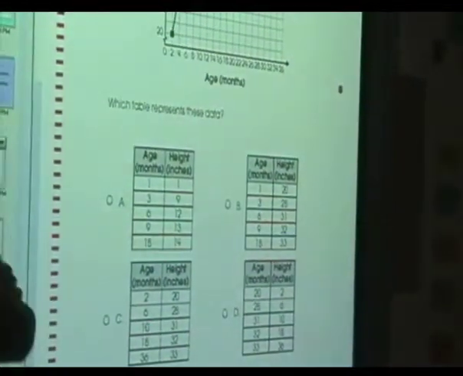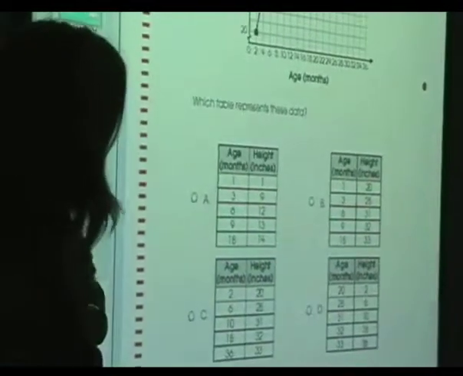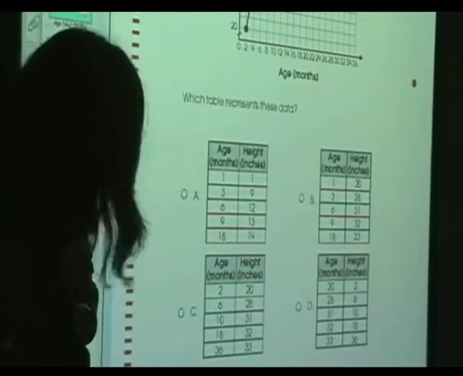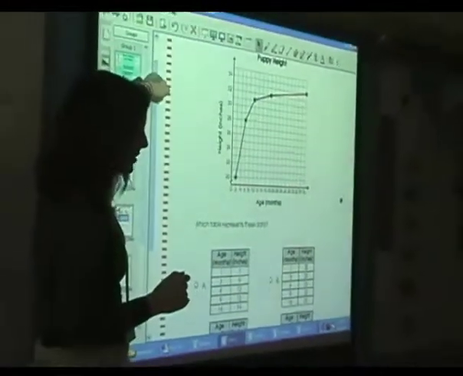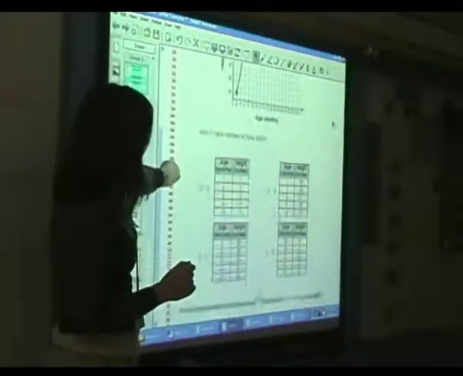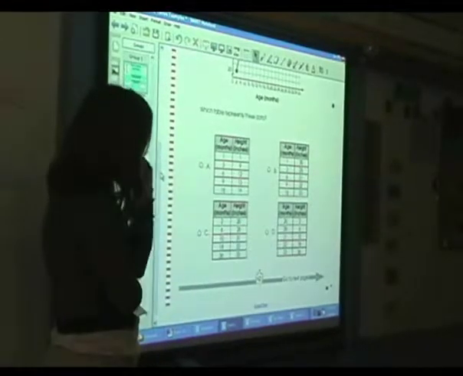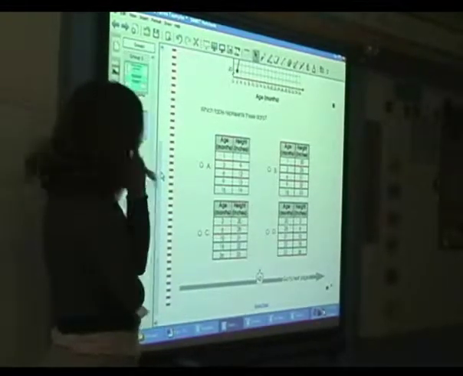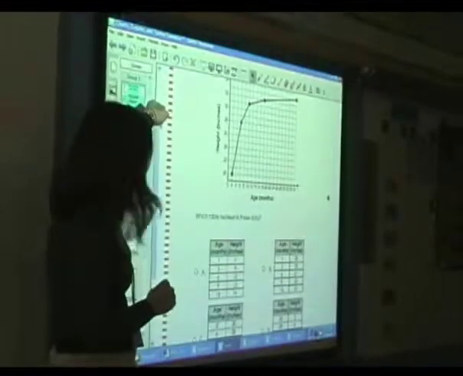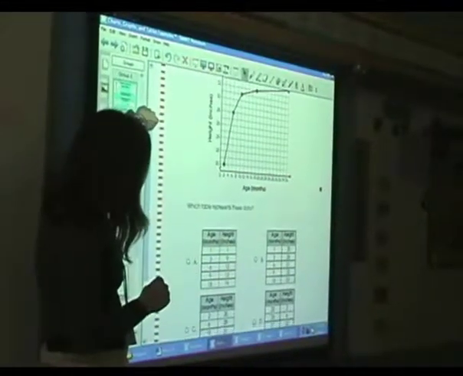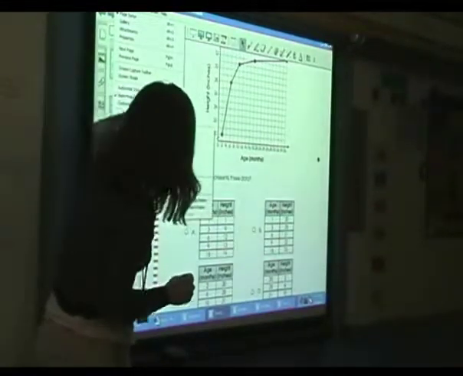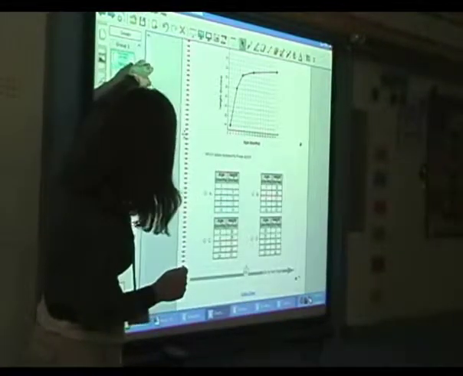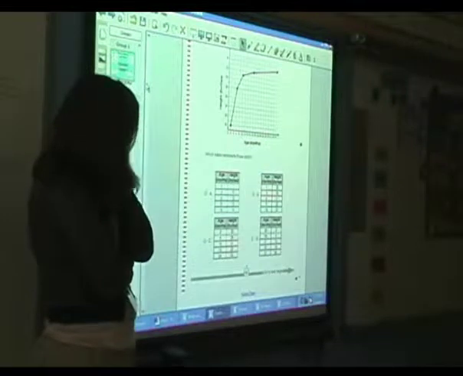Ooh, interesting. Which table represents these data? So you'd have to look at the data on the graph and find that same data shown in a different way on a table. I was not expecting a question like this. I bet we looked at the graph so carefully. I don't know if you guys can see that. I might have to view it slightly smaller. Let's take a look. There we go. Anybody think they know which answer is correct?